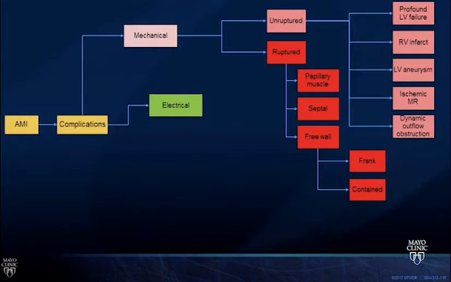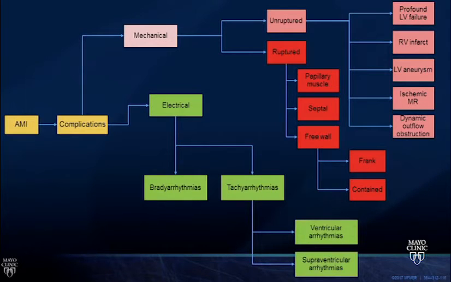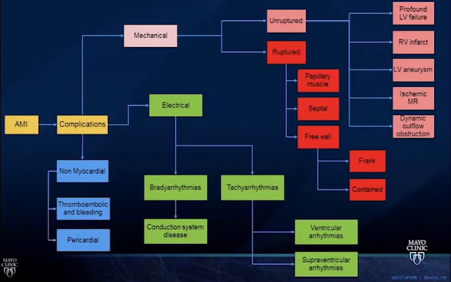In addition, we have electrical complications. These could be tachyarrhythmias, which are either ventricular tachyarrhythmias or supraventricular, or bradyarrhythmias, encompassing that of complete heart block, asystole, need for pacemaker. We can also have non-myocardial complications. These involve either the pericardium or bleeding and thrombotic complications.